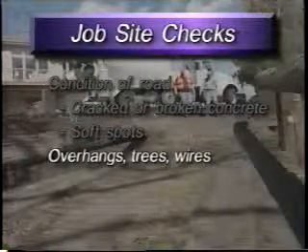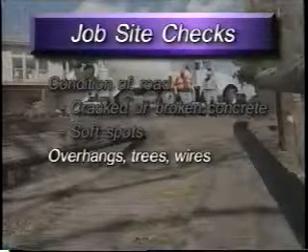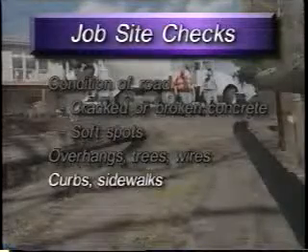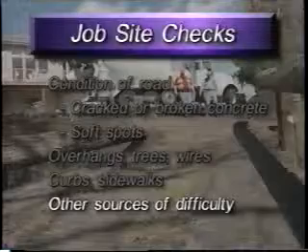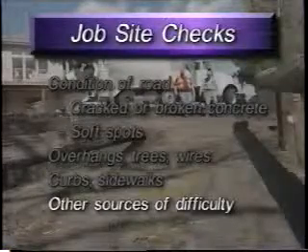Second, look for the presence of overhangs, such as building eaves, trees, and wires. Third, are any curbs and sidewalks. And fourth, any other sources of complications, such as damage that existed prior to the pour.